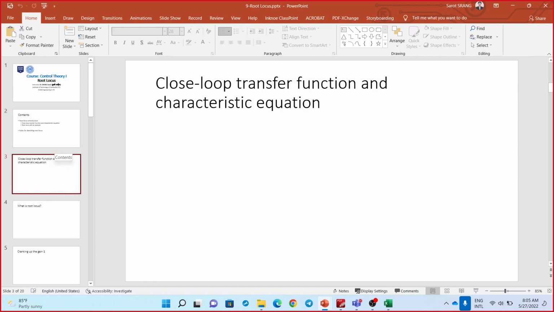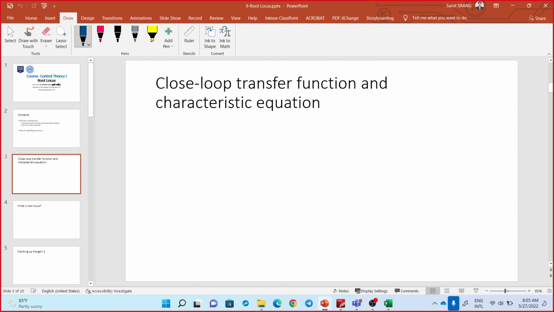The first part of this lecture is about a closed loop transfer function and characteristic equation. First, let me show you a feedback control system represented by a block diagram like this. You have a plant with transfer function G of s, and the output of the plant is C of s. Then you design a feedback control.